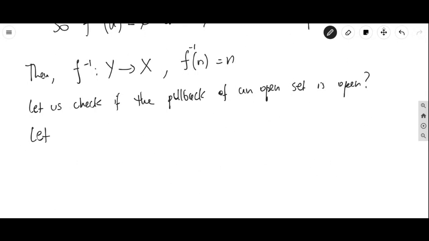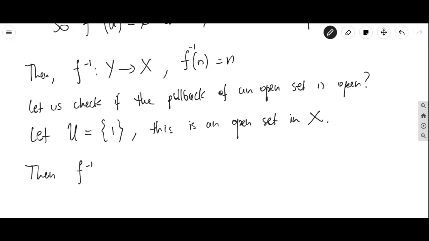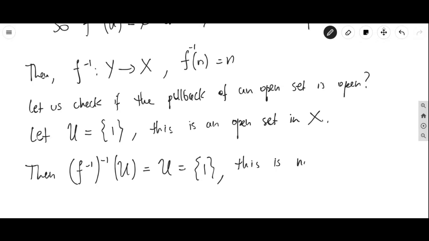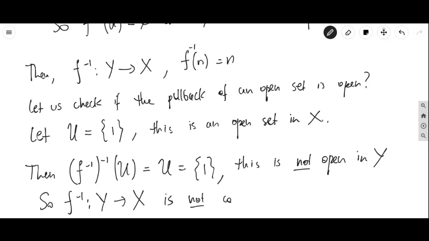So here's what you can do. Let U be equal to the set containing 1. Does not matter. This is an open set in X, because X has the discrete topology, so everything's open. You can pick whatever you want. Then F inverse of U, that's the way you write it, because you're pulling back, but you're pulling back F inverse. So you can say it's F of U, but it does not matter. It's the identity mapping. So this is just U, so it's just 1. And this is not open in Y, because Y has the indiscrete topology. The only things which are open are the empty set and the entire space. So F inverse from Y to X is not continuous.